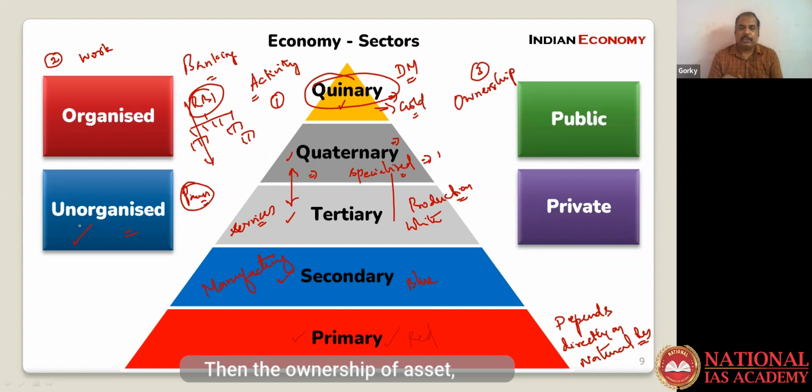Then the ownership of asset. Say, for example, it may be public. What is public? It will be the government which is going to own. Whereas private, it is going to be the private party which is going to own. So it may be public sector, private sector, organized sector, unorganized sector. A primary sector can be organized as well as unorganized, public as well as private, right? A secondary, organized, unorganized, public, private. So everything can be mixed together. Understood? Any doubts here?